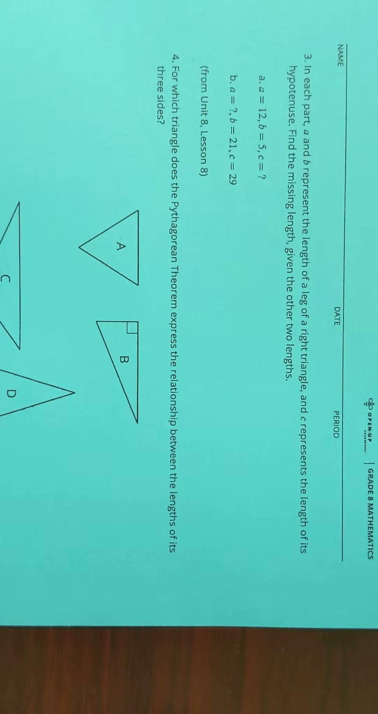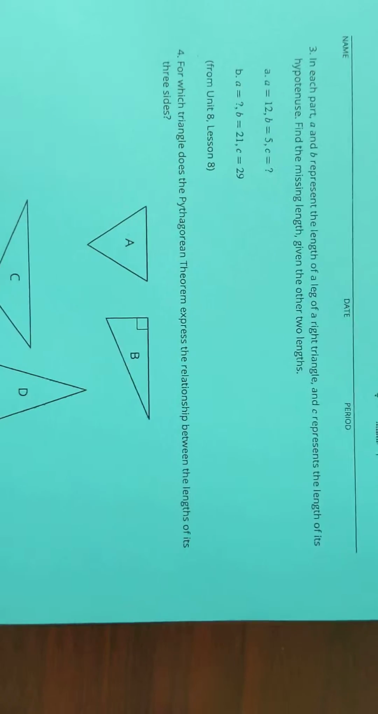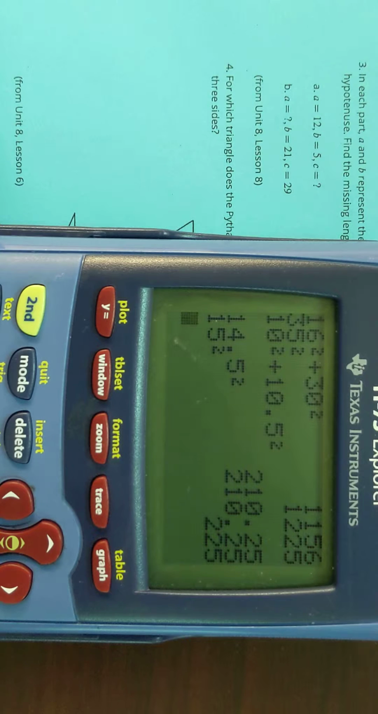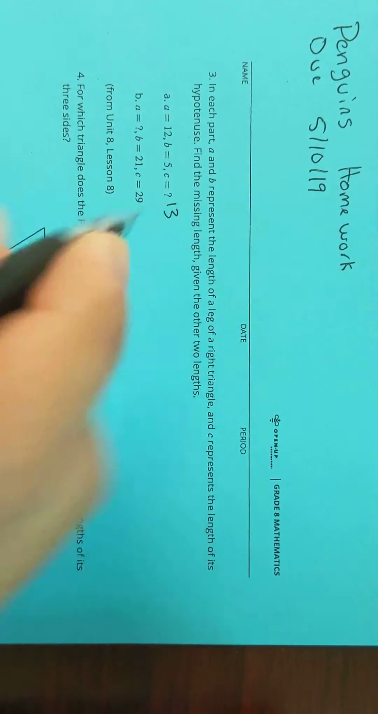In each part, A and B represent the length of the leg of a right triangle, and C represents the length of its hypotenuse. Find the missing length. So if we have A and B this time, let's do 12 squared plus 5 squared. So that's 169. So now we do the square root of 169. That's 13. So that means the hypotenuse this time is 13.